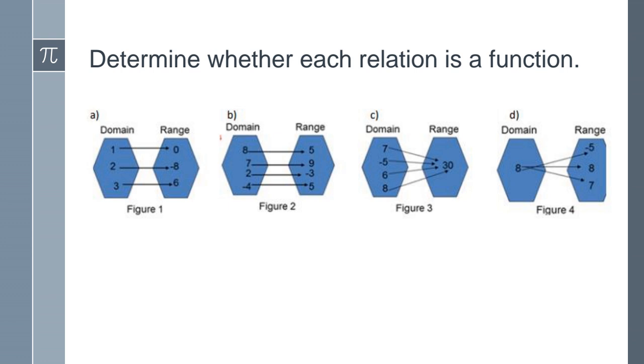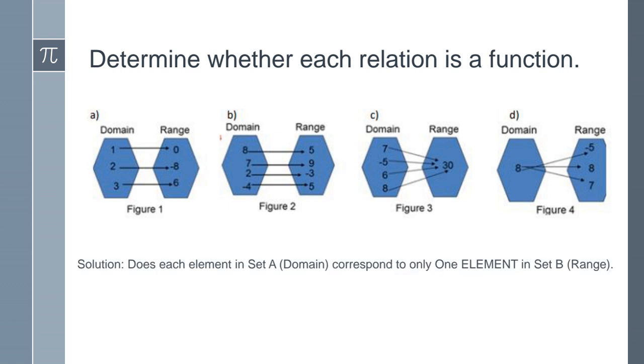If we look at figure 2, we have the same representation. We have a domain, and our x values here are 8, 7, 2, and -4. Our y values corresponding to this relationship are 5, 9, -3, and 5. I know that the answers are here for the solution. Does each element in set A correspond to only one element in set B? In A, I said it is a function. Same with B. B is a function.